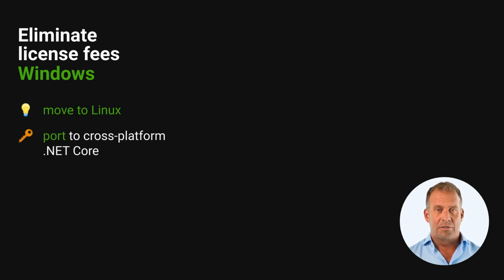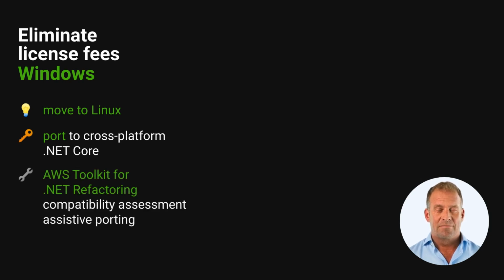Now, we're going to see how to stop paying those Windows license fees by running on Linux. To get there, you need to port from .NET Framework to cross-platform .NET Core. You guessed it, we've got a tool to help. It's called Toolkit for .NET Refactoring. It will give you a compatibility assessment and help port your code. Once you're ported, you can run on Linux.